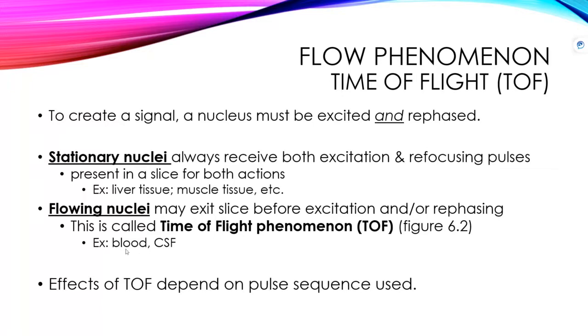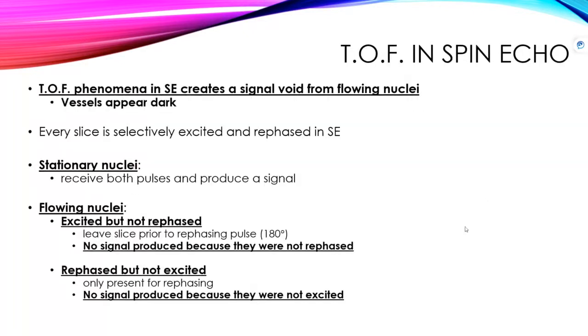Okay, so blood and CSF is going to be considered flowing nuclei, and like I said, sometimes it's going to be present in the slice for excitation, but not for rephasing, or it'll be in the slice for rephasing and not excitation. That is time of flight phenomenon. And the effects of time of flight are going to depend on the pulse sequence that we use, whether it's spin echo or gradient echo. So in the time of flight phenomenon, there's two different things that can happen depending on which sequence we're using.